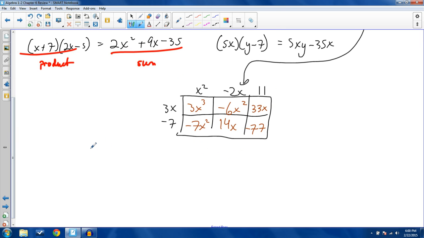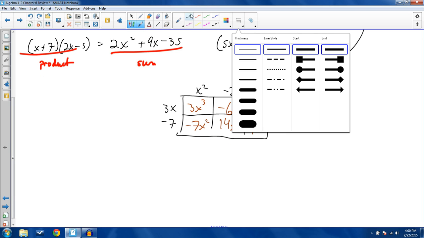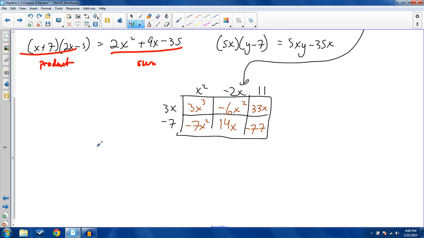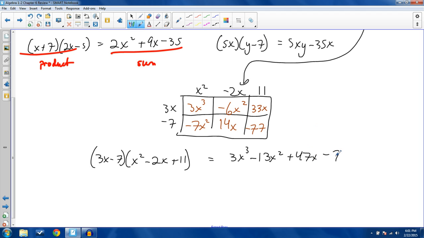Combining like terms, well, first let's rewrite this, actually. Rewriting this, we get 3x minus 7. Remember, this is your product. Base times height. Then your area, your sum, is this guy right here. 3x cubed, negative 6x squared, minus 7x squared is negative 13x squared. 33x plus 14x is 47x. Whoops. 47x, and then negative 77 fits at the end.